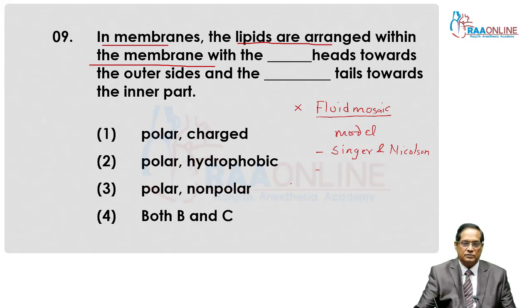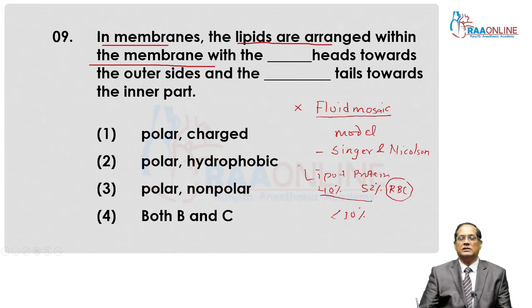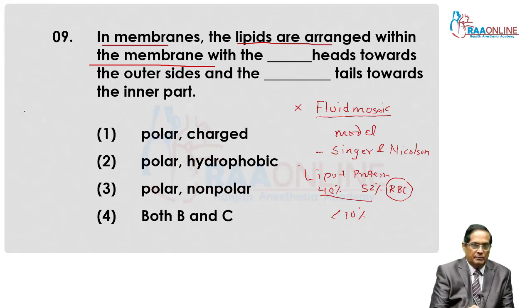According to this model, lipid is bilayered. That is, membrane is mainly composed of lipid plus proteins, in which 40% part is lipid and 52% part is protein. This analysis was done in RBC membrane. Rest, less than 10%, is carbohydrate. And membranes are selectively permeable in nature. This is the nature of membrane.